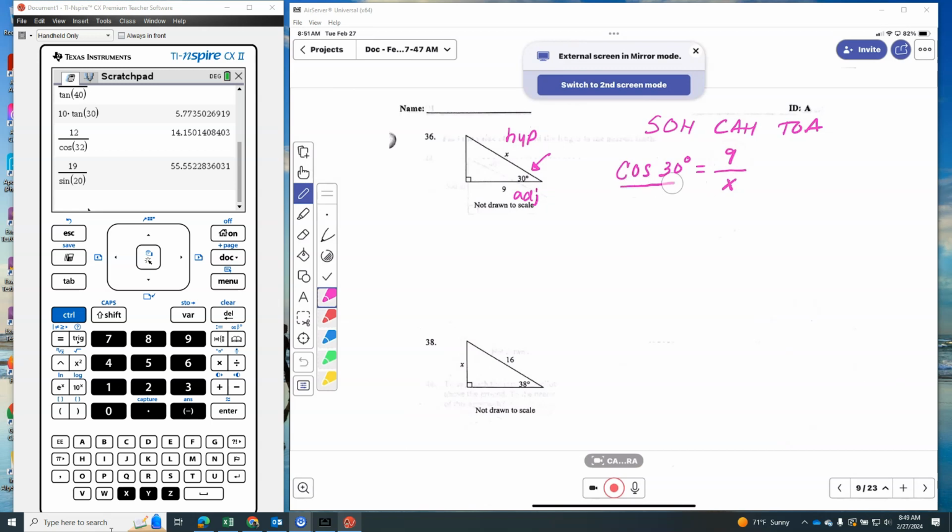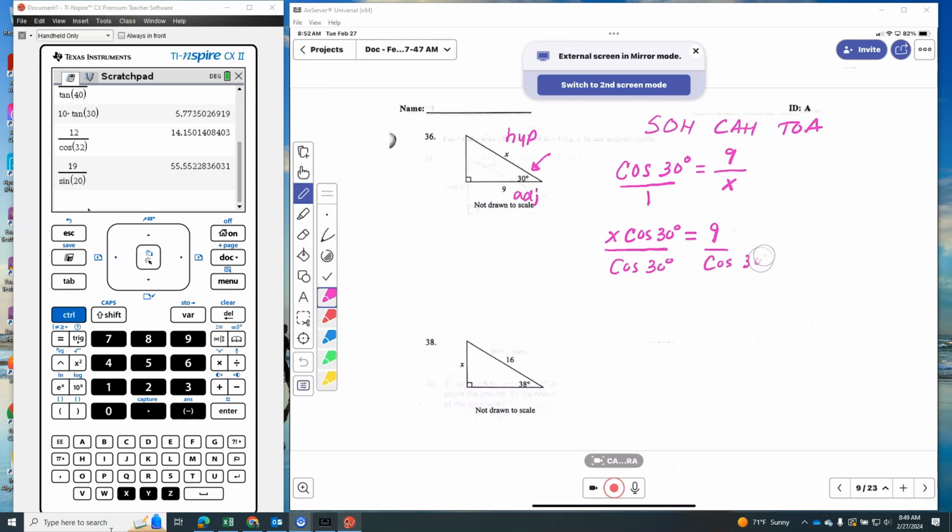And since we want to make it into two fractions, we put a 1 here. Now we're going to go ahead and multiply across. 1 times 9 is 9. And then x times the cosine of 30 degrees is equal to 9. You want to isolate the x, so you have to divide both sides by the cosine of 30 degrees.